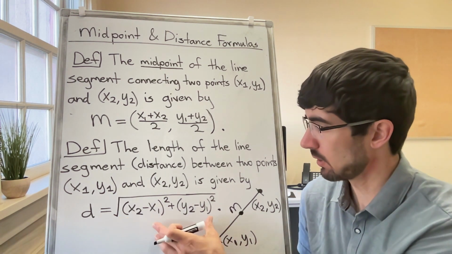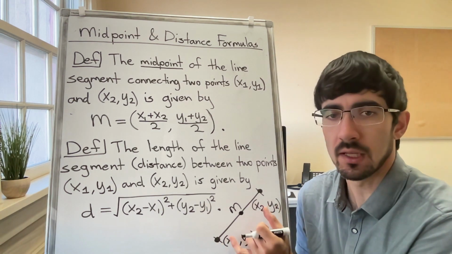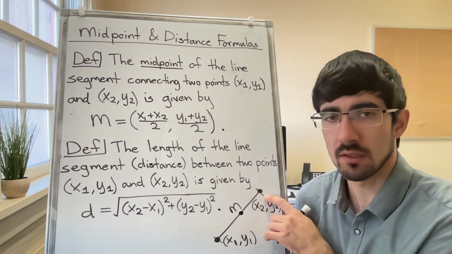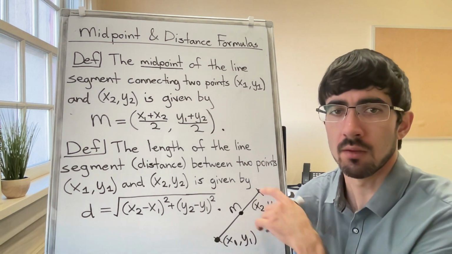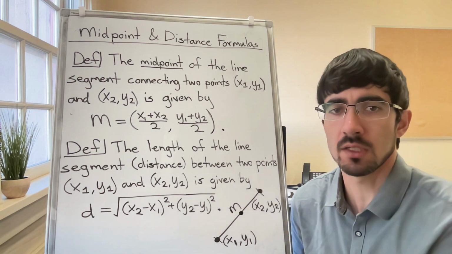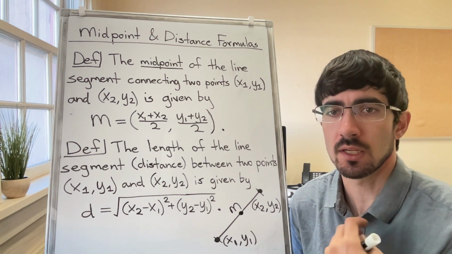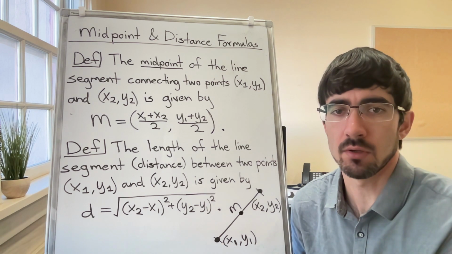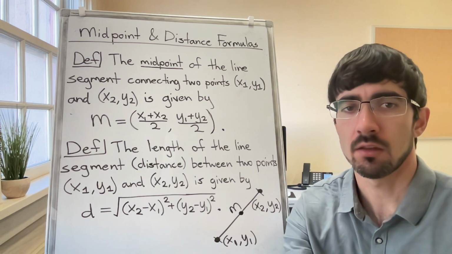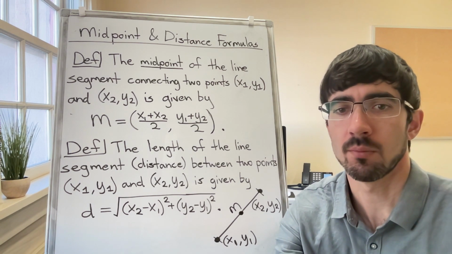So what we're measuring with the distance formula, again, is the length of this line segment from the first point to the second point. The midpoint formula results in a point. It gives you another point. The distance formula results in a measurement, in a number. So that's a single value that measures the length. Let's look at an example.